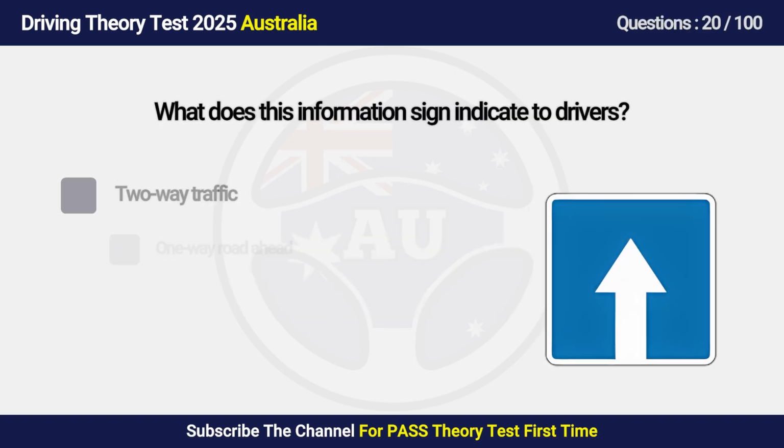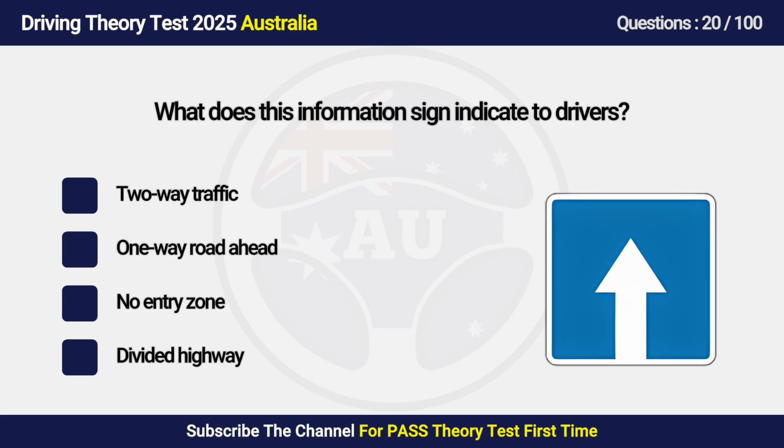Question 20. What does this information sign indicate to drivers? A. Two-way traffic. B. One-way road ahead. C. No entry zone. D. Divided highway.